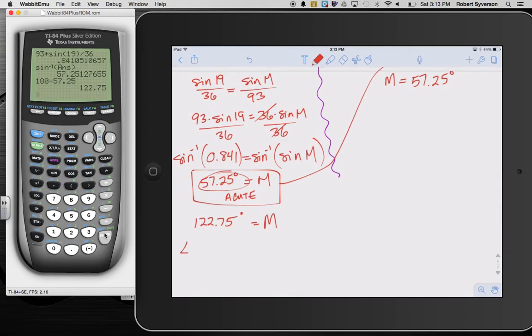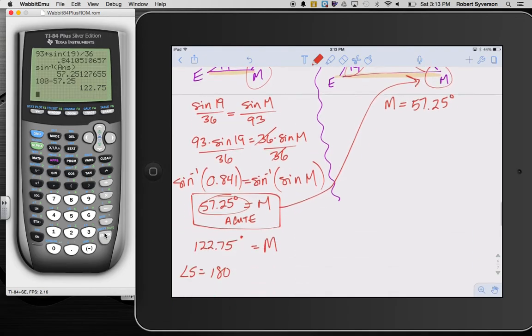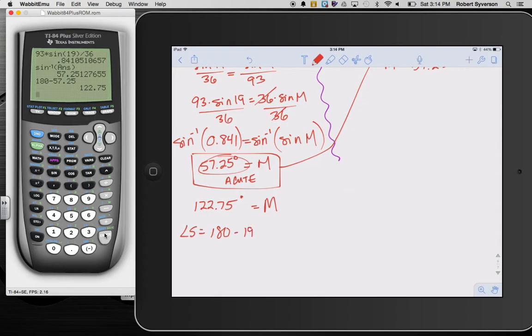Now angle S will simply be 180 minus the 19 for angle E minus the 122.75 for angle M. So we go 180 minus 122.75. I'm doing this out of order, sorry. Minus 19. We get 38.25. Angle S equals 38.25. And now I can solve for side S.